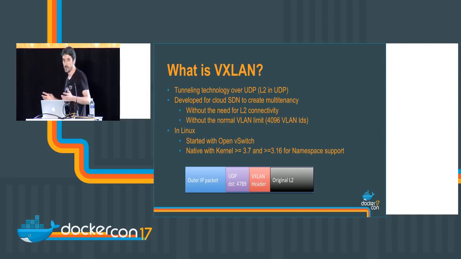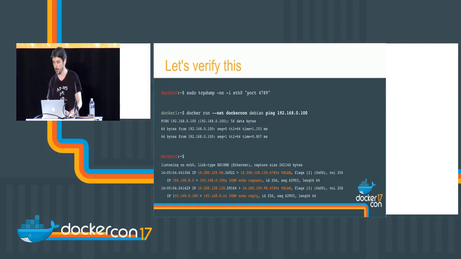And at the bottom of the slide, you've got a schema of what the packets look like. So basically what you have is the outer IP packet that's going to be used for tunneling, where you have the physical IP addresses of the hosts. And inside you've got the UDP header, the VXLAN header, and then the original L2 frame, which is what's sent by containers and received by containers. So let's verify that it's actually what's in there.